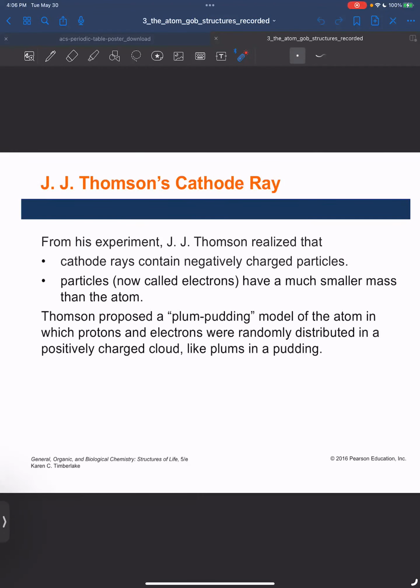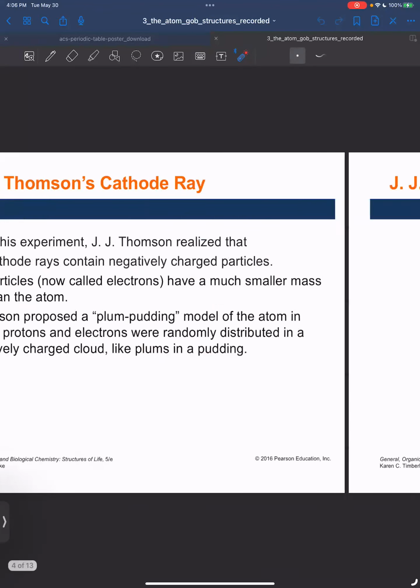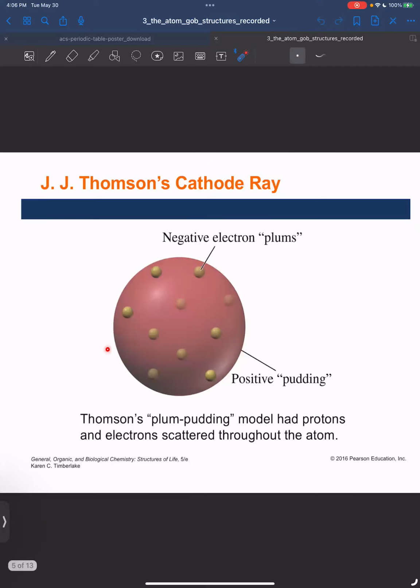From his experiment, J.J. Thomson realized that cathode rays contain negatively charged particles, and those particles, now called electrons, have much smaller mass than the atom. And he proposed a plum pudding model of the atom in which protons and electrons were randomly distributed in a positively charged cloud like plums in a pudding. So this was his theory of what atoms look like.